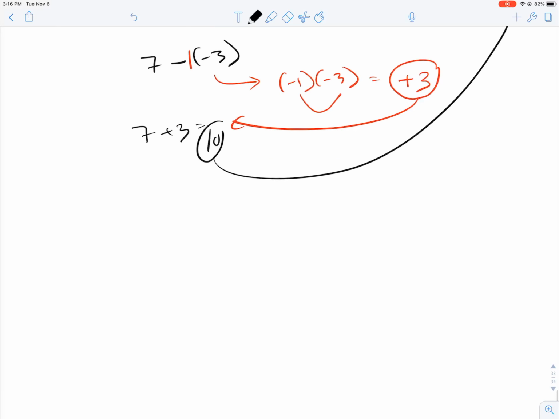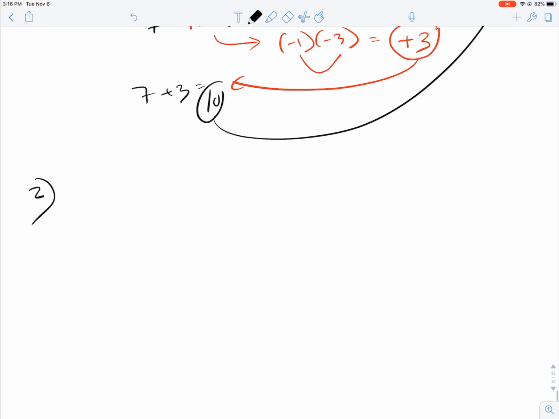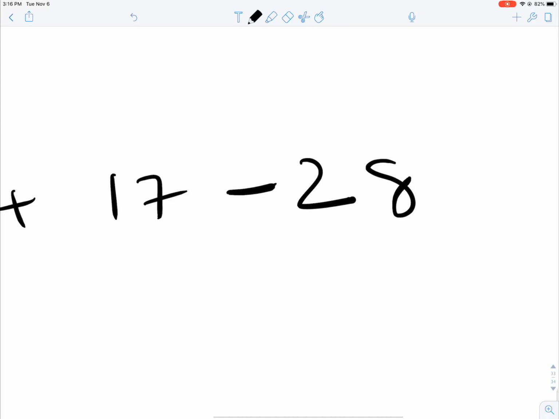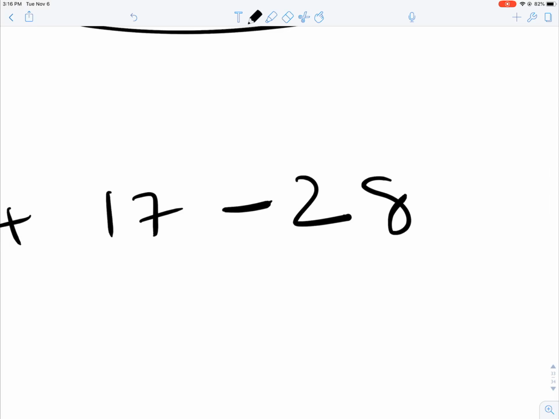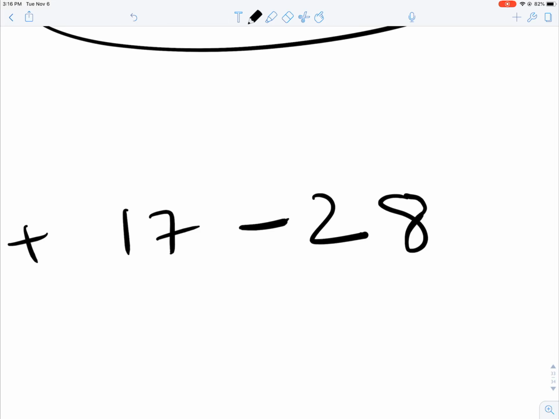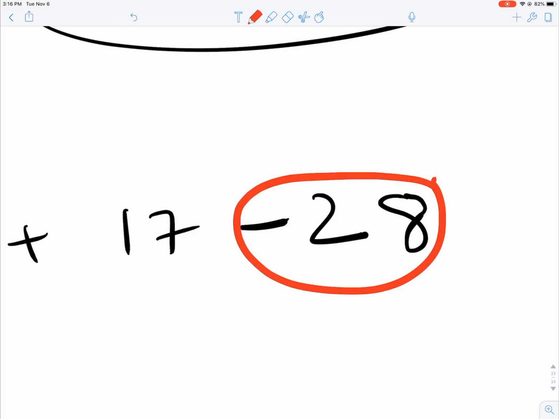All right, let's look at number 2. Number 2 is something a little more complex. We have 5 times -10, plus 17 minus 28. I want to focus on this minus 28 first. From now on, when you see minus 28, I want you to consider this minus sign as being part of the 28. So this is actually a negative 28.